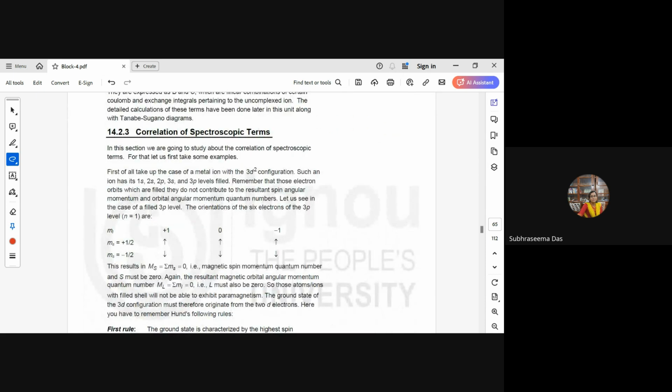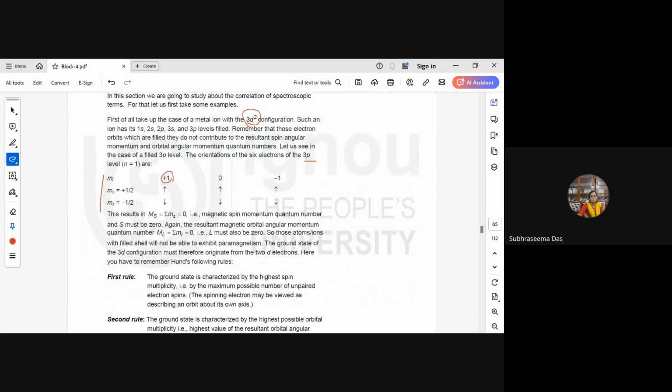The correlation of spectroscopic terms. First, let us take an example of a metal with a 3d2 configuration. In this case the 1s, 2s, 2p, 3s, 3p levels are all filled. So the orientations, particularly of the 6 electrons in the 3p level, are represented here. Here we can write it like this. For a p level, the azimuthal quantum number values are plus 1, 0 and minus 1, and correspondingly for each electron the spin quantum numbers have been given.